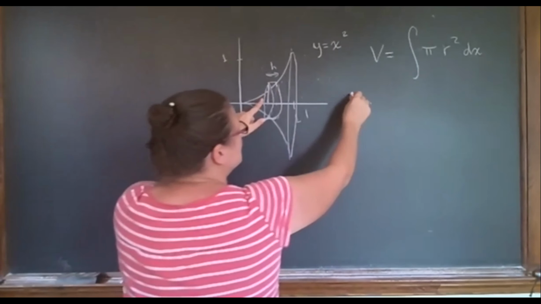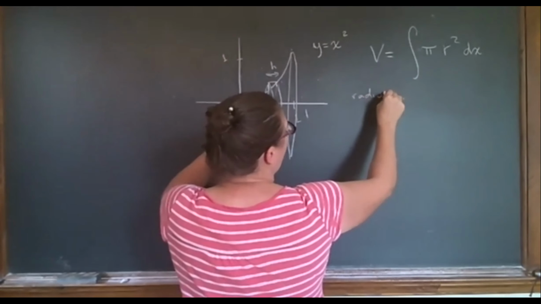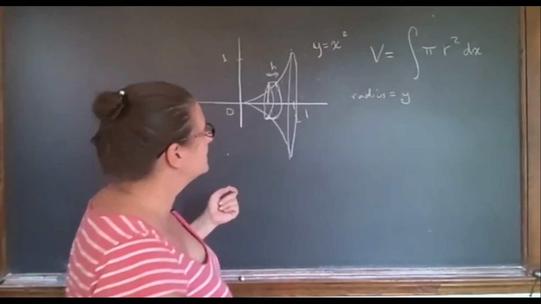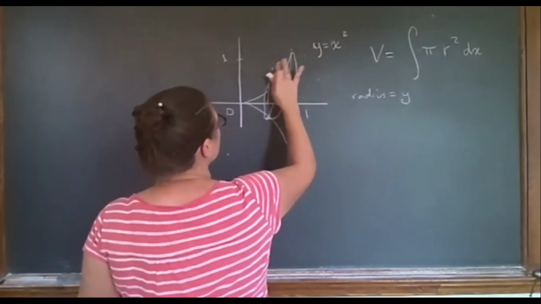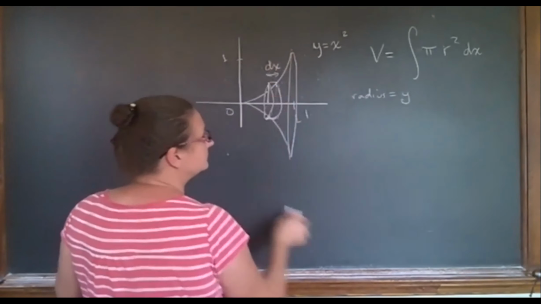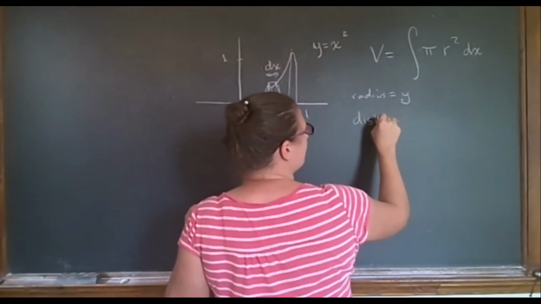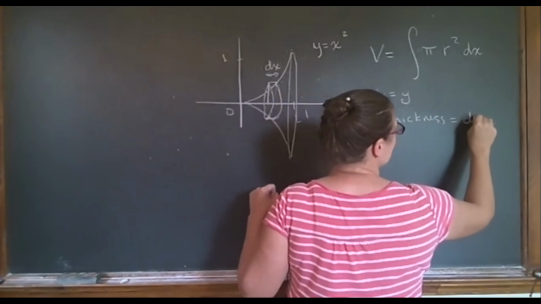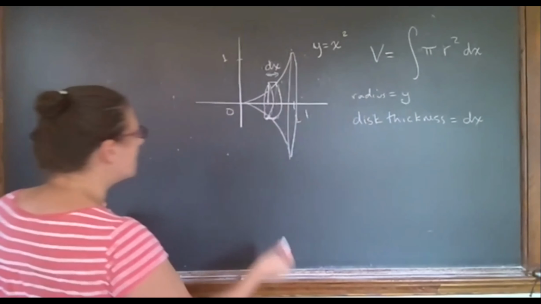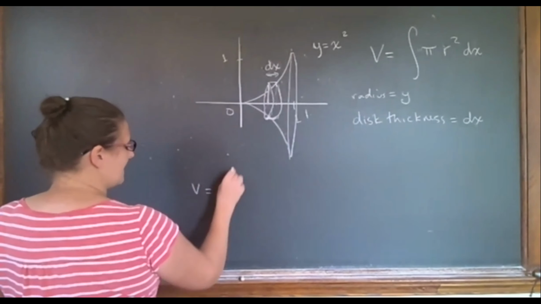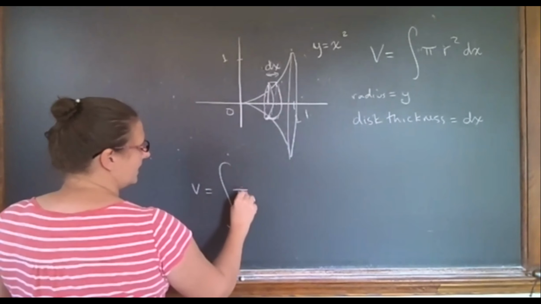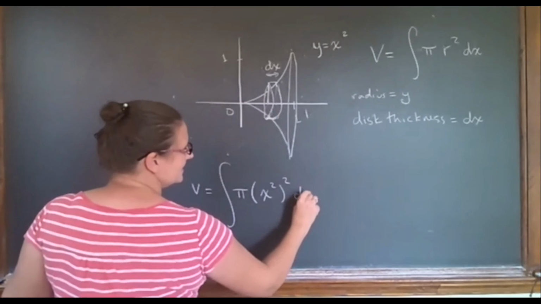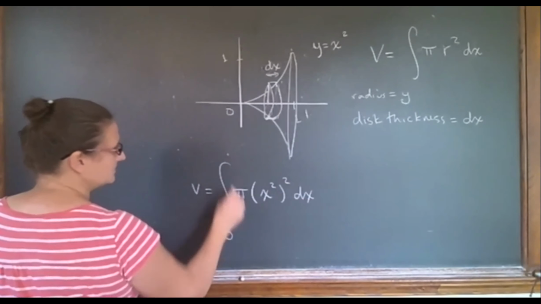the radius is y, and then the thickness of our disc is going to be dx. Disc thickness is going to be dx. So my volume, I'm taking pi, and it's y equals x squared, so x squared squared dx, and x goes from 0 to 1.